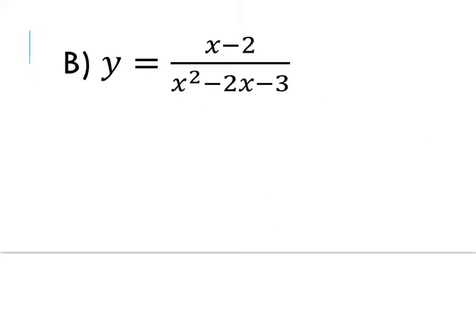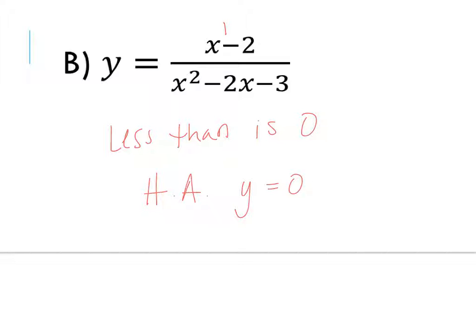All right, let's try the next one. Again, we're looking at our degrees. The first degree is 1, the second degree is 2. So less than. Do we remember? Less than is 0. So our horizontal asymptote is y equals 0. Now, the less than and the greater than, honestly, are the ones that are the most difficult to remember. So however you need to come up with some type of wording to make sure that you know that less than is 0 and greater than is none, then you'll be fine.